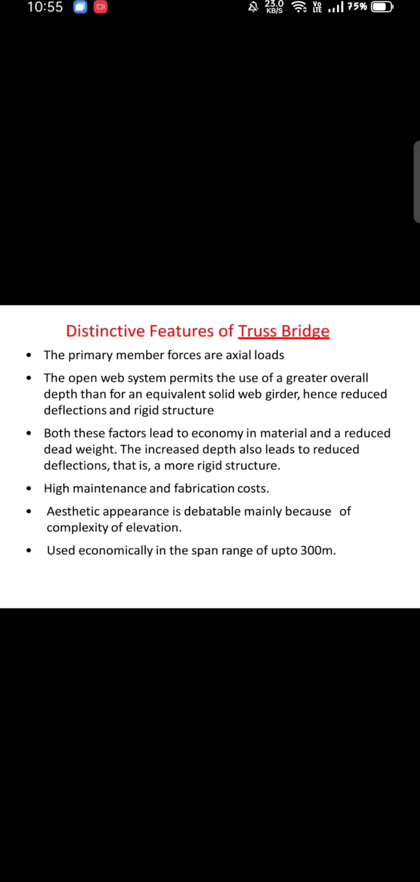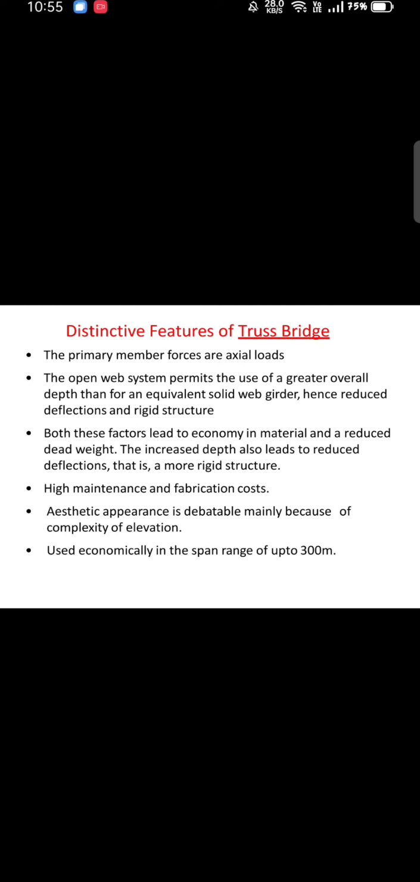Now coming to the truss bridges, the primary member forces are axial loads here. So these truss bridges carry most of the axial loads. Here the open web system permits the use of greater overall depth than an equivalent solid web girder. Hence deflections are reduced and the structure becomes rigid. Both these factors lead to economy in the material. You don't have to use the entire material, because wherever you are getting more deflections, those places we are providing the material, and hence the dead weight is also reduced.